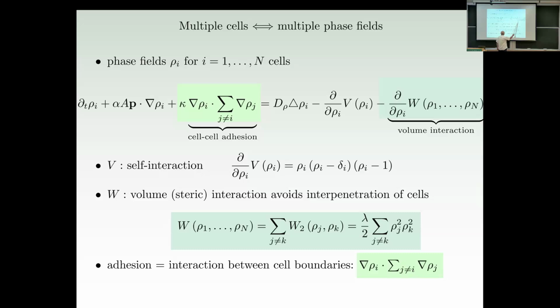So there is one term here which ensures that cells don't penetrate each other. This is a penalty for penetration. It couples the phase fields of different cells. If these phase fields overlap, this integral is not zero, and it penalizes the phase field, so it forces the phase field to decrease. Essentially, it's like hardcore. It's not hardcore, it's softcore repulsion.